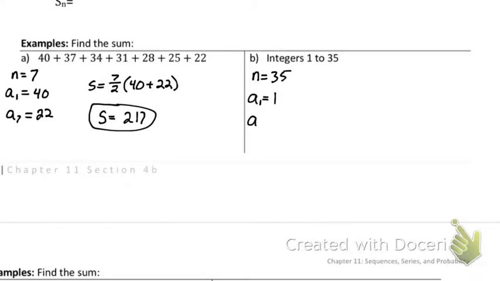Our last term, well, that guy is going to be a 35. Okay, so our sum is going to equal 35 times 1 plus 35. Oof. What did I mess up? It's wrong. Jacob, what's wrong about it? You did not add 1. I added the 1. Thomas? You didn't divide by 2. I didn't divide by 2.